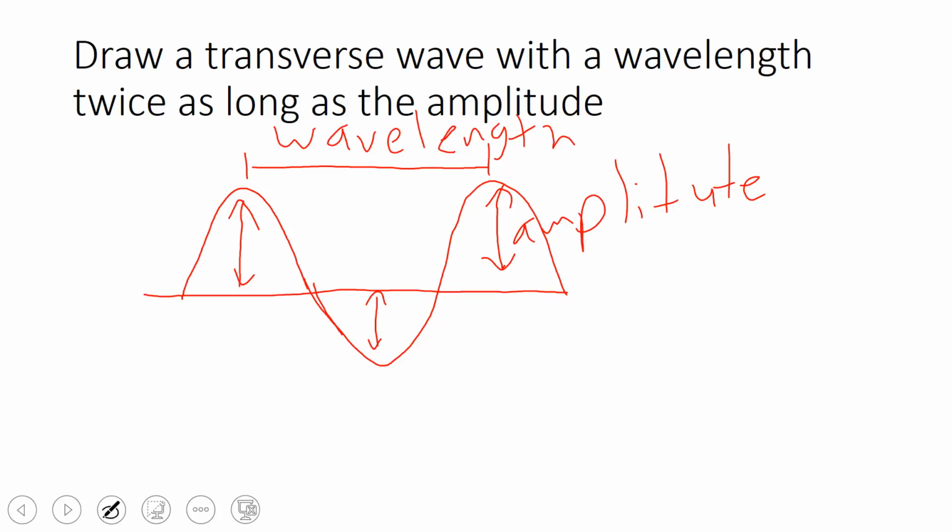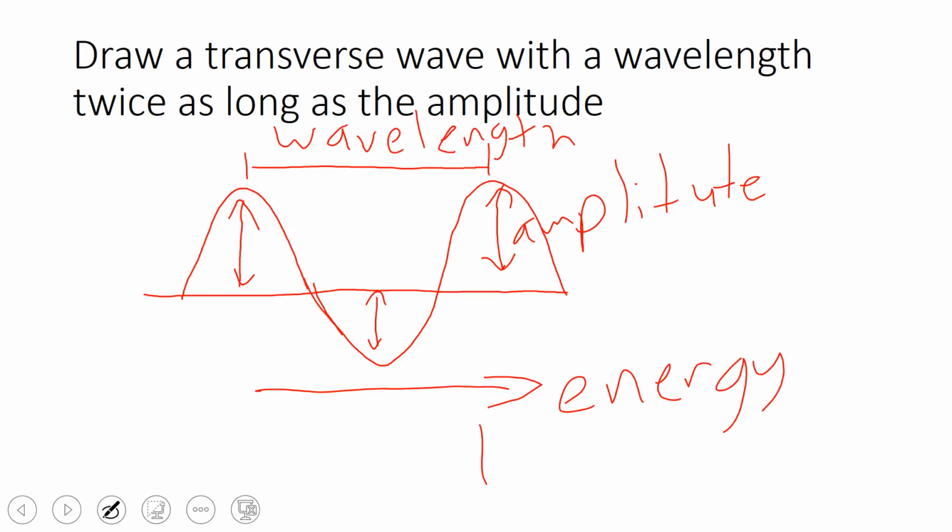We have drawn a transverse wave with a wavelength twice as long as the amplitude. Keeping in mind that in transverse waves, the displacement is perpendicular to the movement of energy. Energy is moving this way, and displacement is perpendicular to that. So that's the direction displacement is happening.